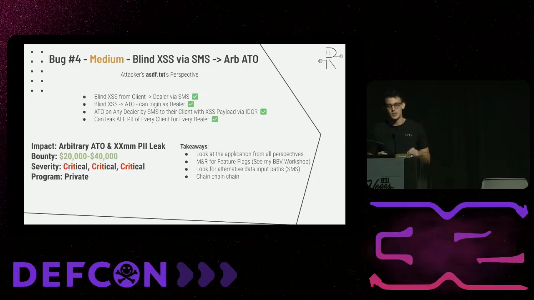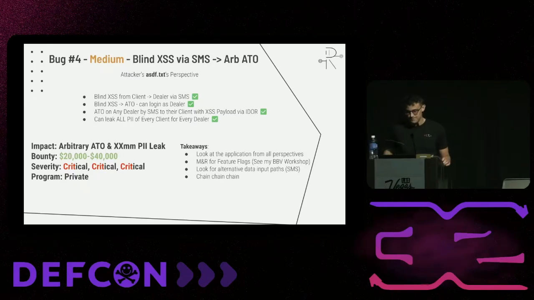We wouldn't have seen this if we just looked at it from the dealer perspective or just from the client perspective. Make sure you're turning on all the feature flags with match and replace. That can enable features that are essential. And look for alternative data input paths like SMS. And then lastly, of course, chain to get maximum impact.